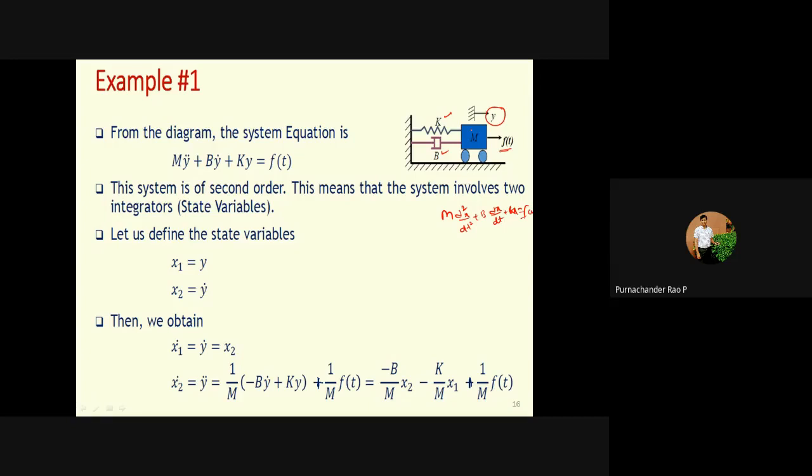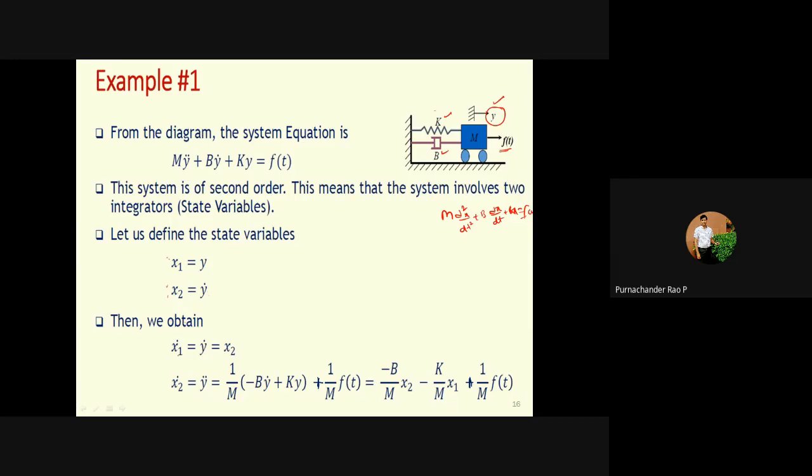So for this system we need to draw a state variable, state space model. Let us assume that there are two state variables, because two energy storage elements are there, which is nothing but x1 and x2. Here x1 we are assuming as y, that is your output or displacement y, and x2 is equal to y dash. X1 is equal to y and x2 is equal to y dash.